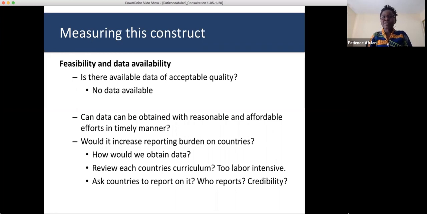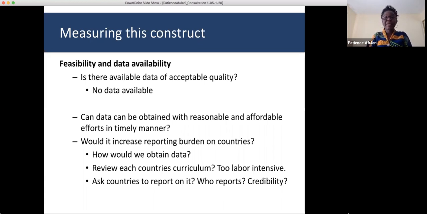On the question of feasibility and data availability, is there available data of acceptable quality? So there is data available on RMC at the individual level, but we don't have any data available on RMC at the national level. Can the data be obtained with reasonable and affordable efforts in a timely manner?